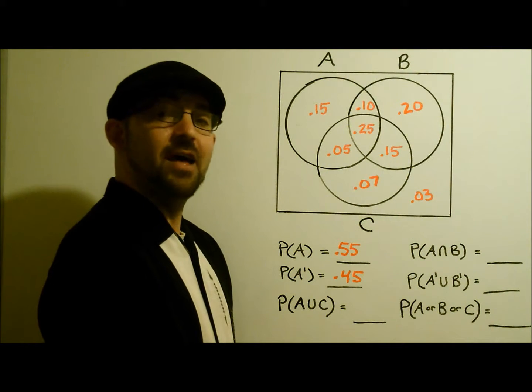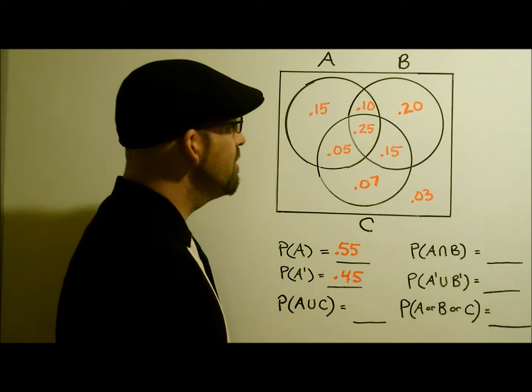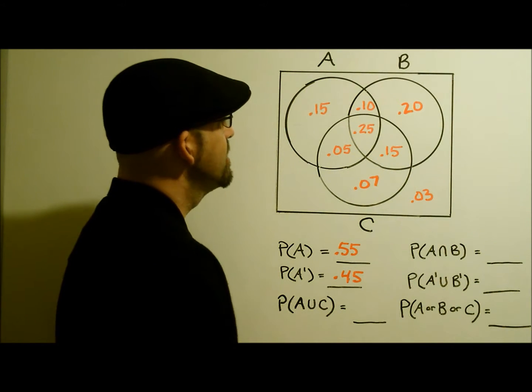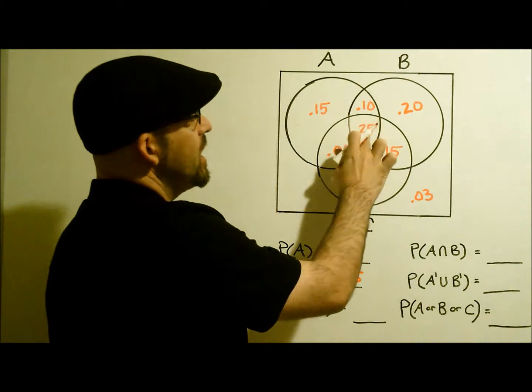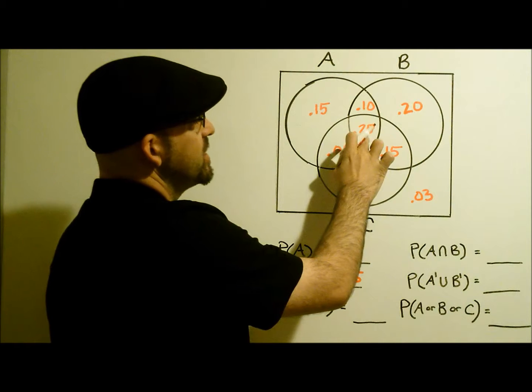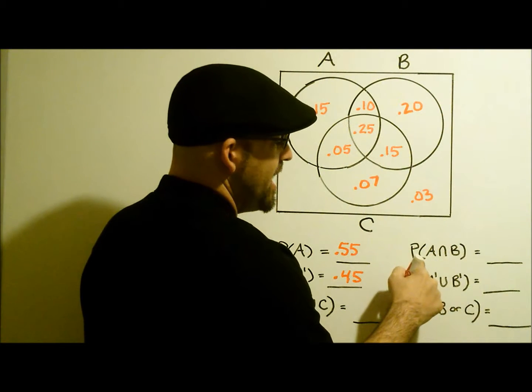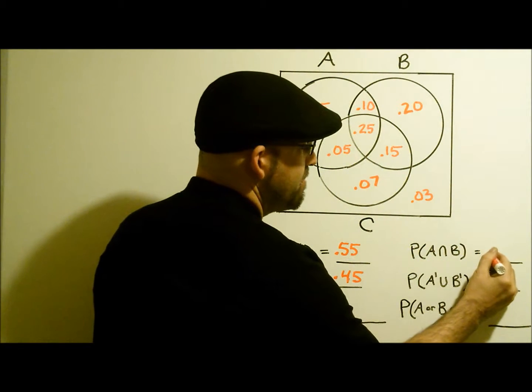The probability of A and B, well, we've got to find where they intersect. It's right here in the middle. We have 10% plus 25%. The probability of A and B is 35%.